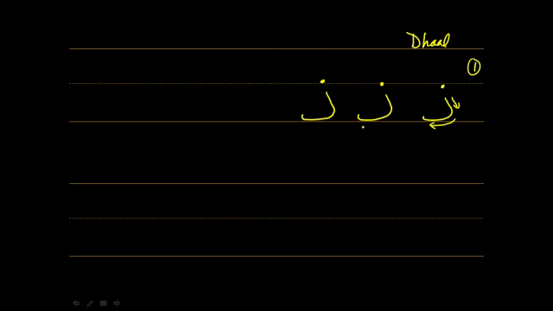Dhaal, like that. Now, in the initial position, again, it looks the same. When it comes at the beginning of a word, for example, it'll look like that. Dhaal. Again, look like that. Remember, the dhaal doesn't connect to what comes after it, okay? But it will connect to what comes before it.